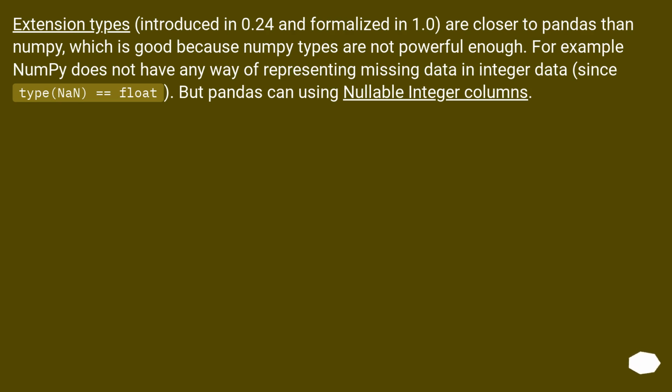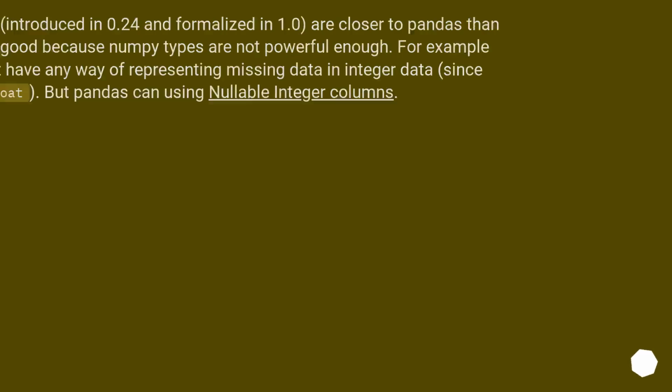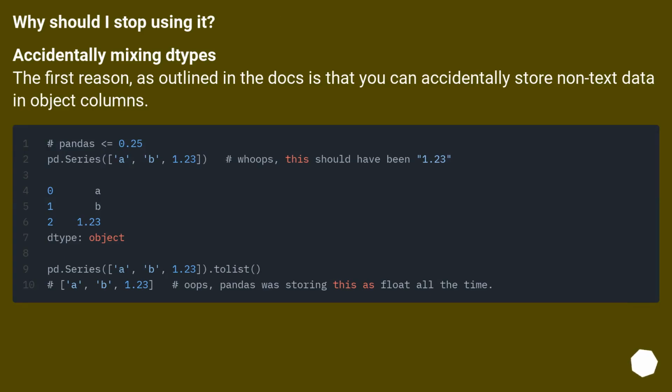Extension types, introduced in 0.24 and formalized in 1.0, are closer to Pandas than NumPy, which is good because NumPy types are not powerful enough. For example, NumPy does not have any way of representing missing data in integer data, since the type of NaN is float. But Pandas can, using nullable integer columns. Why should I stop using it?